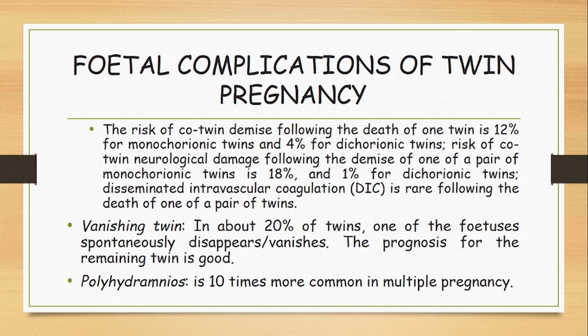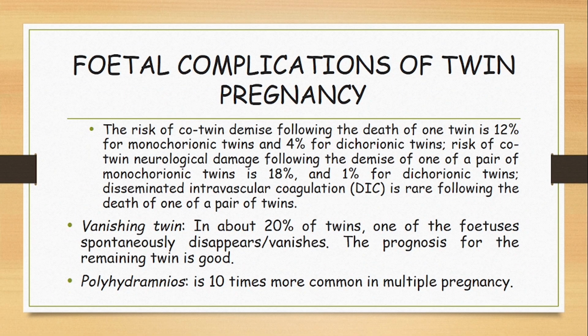Another fetal complication is what we call vanishing twins. In about 20% of twins, one of the fetuses spontaneously disappears or vanishes. The prognosis for the remaining twin is very good. We sometimes see this in early pregnancy when an ultrasound makes a diagnosis of twin pregnancy at about 8 to 10 weeks, and by 15 to 16 weeks, one of them might have disappeared.